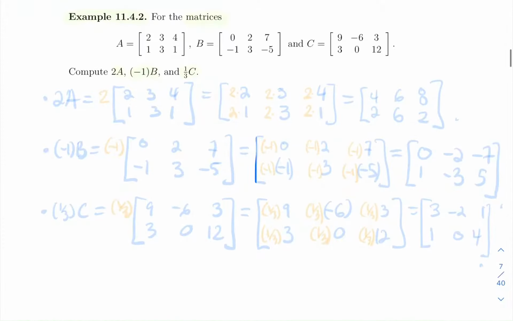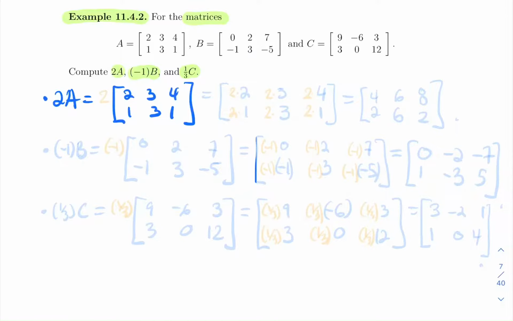So next example, for the following matrices, let's multiply A by 2, let's multiply B by minus 1, and let's multiply C by 1/3. So for the first one, 2 times A. Again here I'm doing all the detail. Normally you can write the answer, that would be okay for a full solution. So 2 times 2, 3, 4, 1, 3, 1.